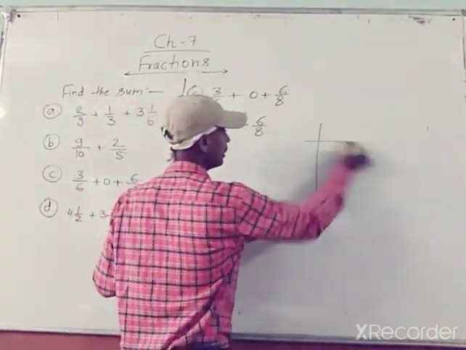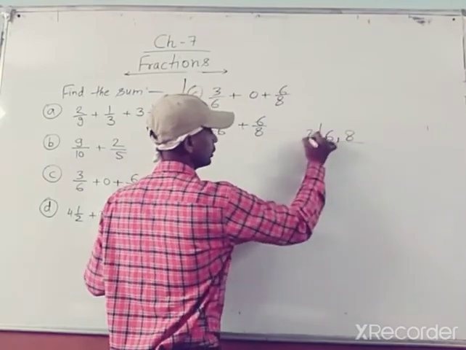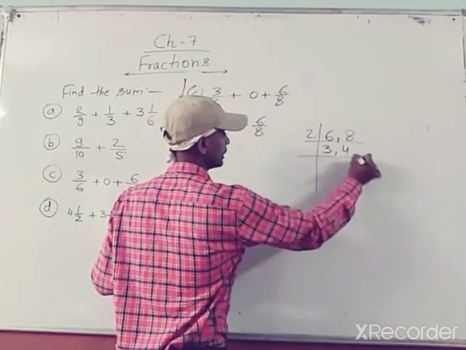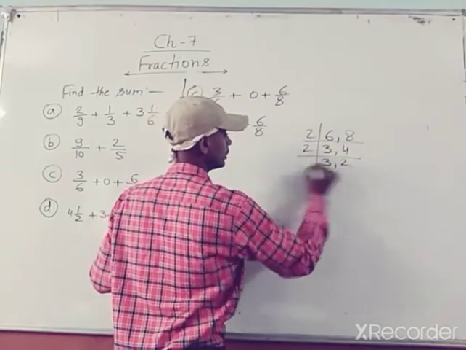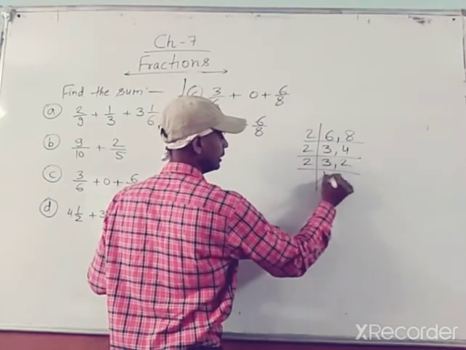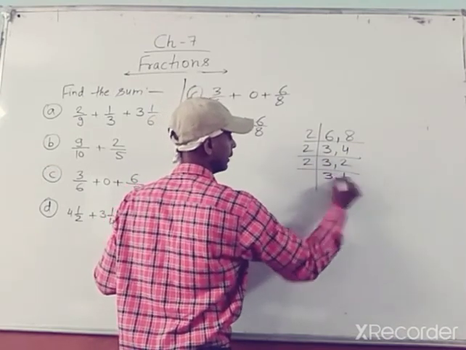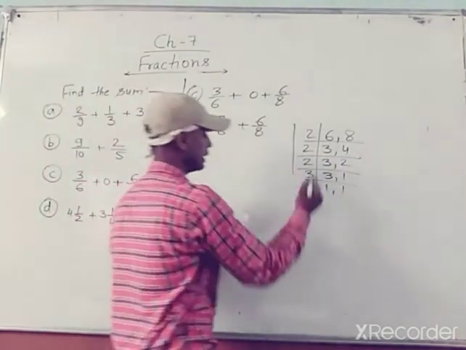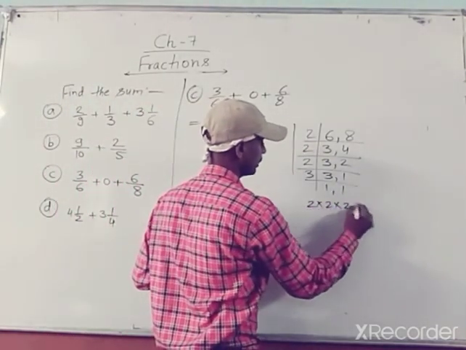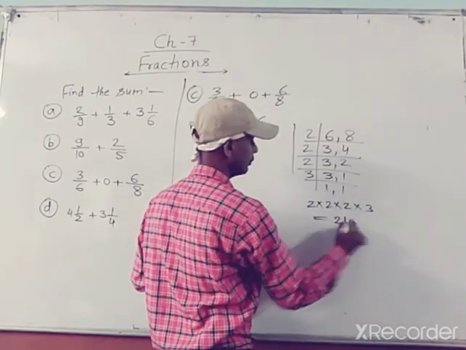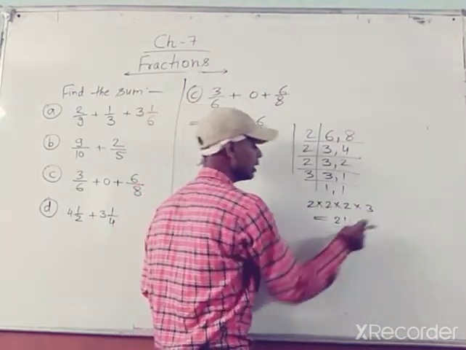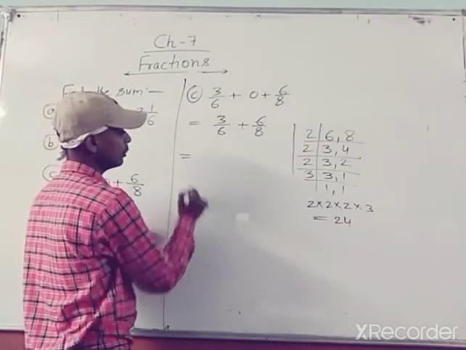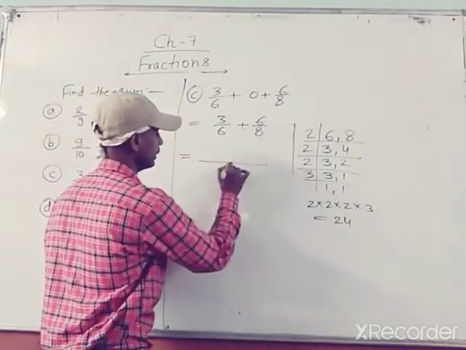So first of all, LCM of 6 and 8. 2 threes are 6, 2 fours are 8. Then again 2 twos are 4, and then again 3 and 1, and the last 1 and 1. The product of these is LCM. 2 multiplied by 2 multiplied by 2 multiplied by 3 is equal to 24. So the LCM of 6 and 8 is 24.